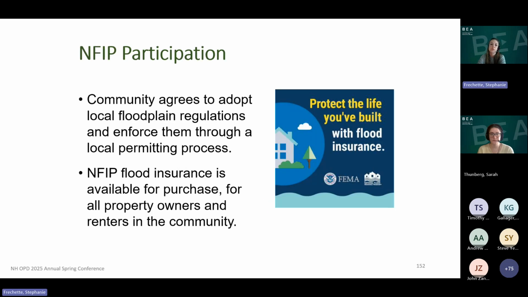And the way it works is for a community to participate in the National Flood Insurance Program, they agree to adopt and enforce local floodplain regulations that meet the minimum NFIP requirements that are set forth by FEMA. And in return, flood insurance is then made available for purchase for all property owners and residents, including renters, that are in that participating community, whether or not they are in the floodplain area.